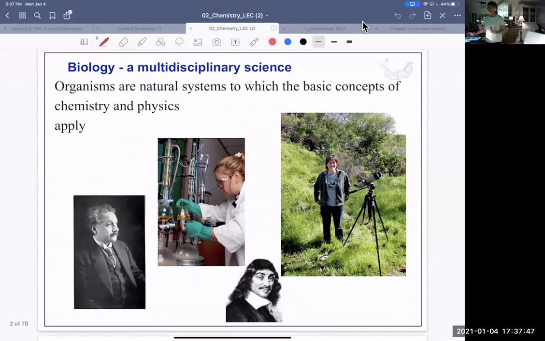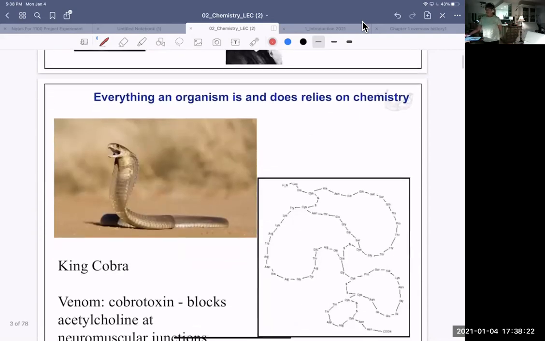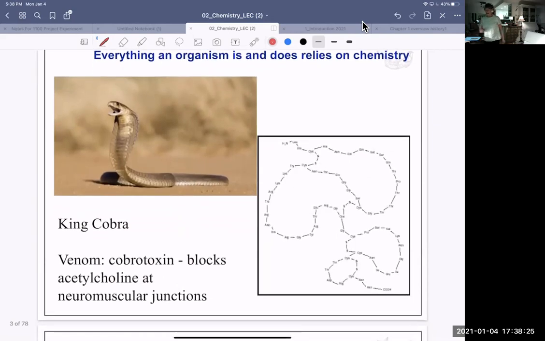Biology is multidisciplinary. We have physicists that can discuss the locomotion, for example, of certain animals. We have paleontologists that go and search for fossils that give us information about our evolutionary past. Chemistry is a big part of biology. Organisms are natural systems to which the basic concepts of chemistry and physics apply. Everything an organism does and everything an organism is relies on chemistry.